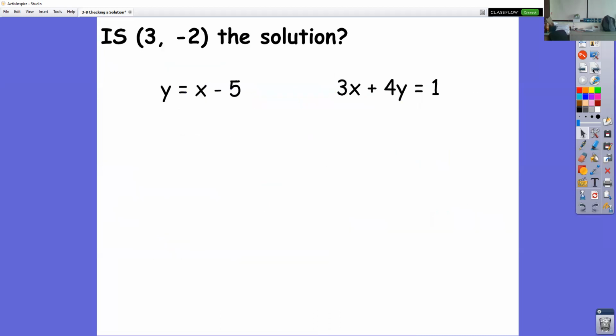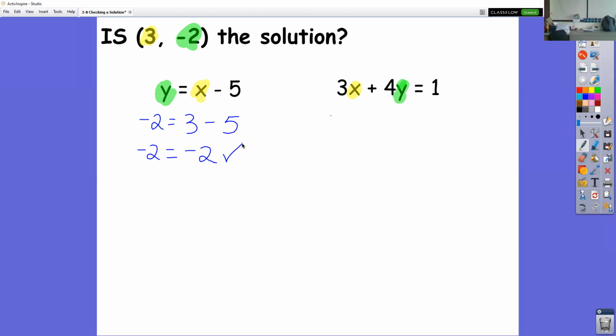Okay. So we have an x term and we have a y term. We have to make sure that they work for both. So -2 equals 3 minus 5. Well, 3 minus 5 does equal -2, and -2 equals -2. So this solution works for this first equation.